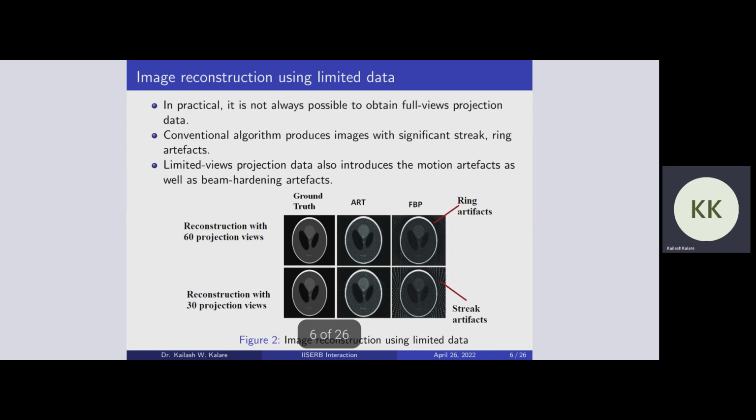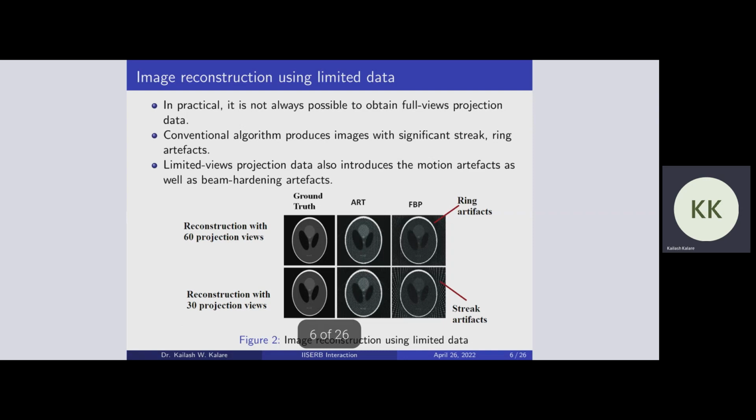So we have seen that instead of taking full view projection data, is it possible for us to reconstruct the image from the limited view projection data? We have addressed this issue using the Regdian architecture. As we can see in this example, we have tried to reconstruct the image from the 60 projection views as well as the 30 projection views respectively.